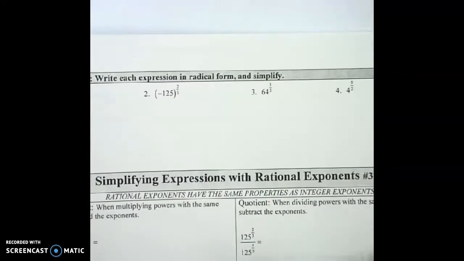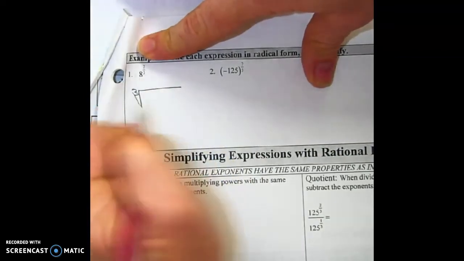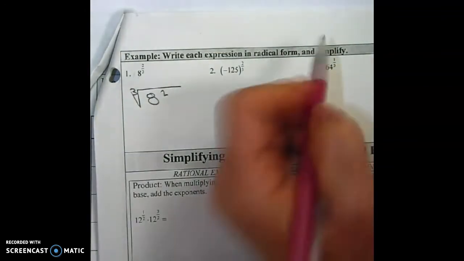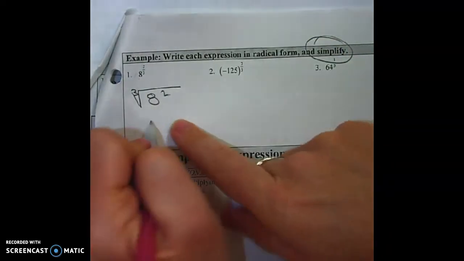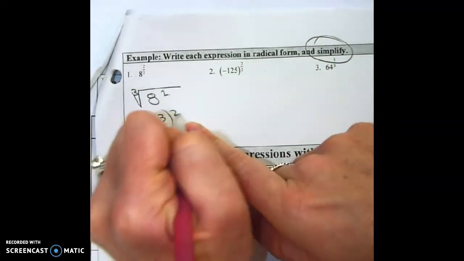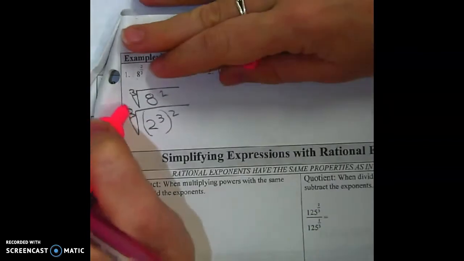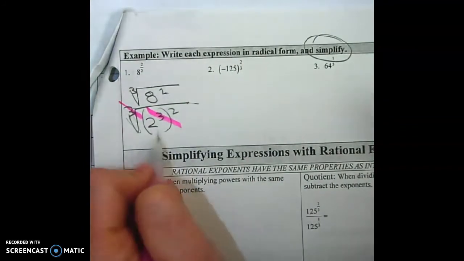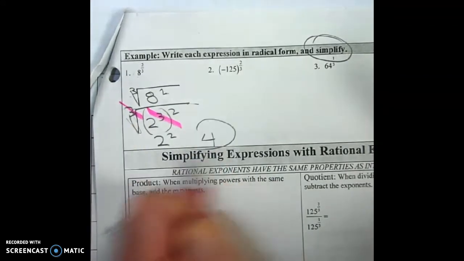Let's turn the page. This time they want us to write it in rad form. So in rad form, the 3 is your root: 8 squared. Now they want you to simplify if you can. I can't do that with that, but what I can do is go 2 cubed, squared, cube root. And now this 3 and that 3 are gone, and that 3 was with the radical. So you're left with 2 squared, which is 4. Cube root, no plus or minus.